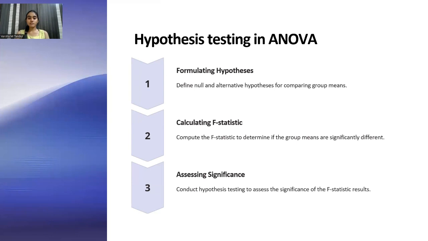Coming to hypothesis testing in ANOVA, first is formulating the hypothesis. Define null and alternative hypotheses for comparing group means. Second, calculating the F statistic. Compute the F statistic to determine if the group means are significantly different. So the last one, assessing significance. Conduct hypothesis testing to assess the significance of the F statistic results.